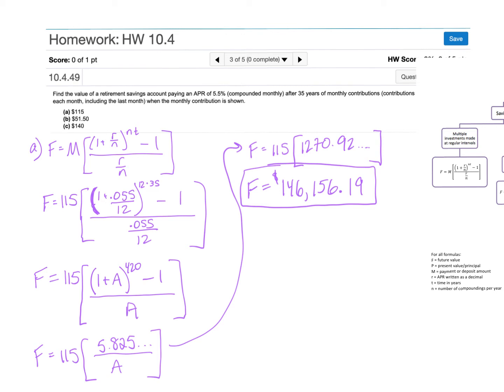Okay, so I'm not going to go through B and C. The process is the same. You're going to do the same process, but instead of 115 here, you're going to have a 5150 and a 140. So you don't actually have to go through all of these steps again. You can just use this final number, multiply it by 5150 and multiply it by 140, and you'll get the future value for those two accounts.